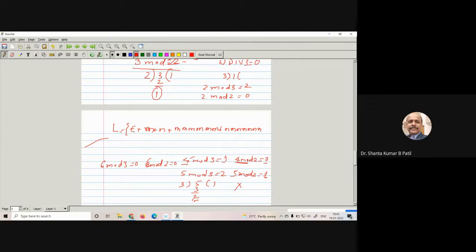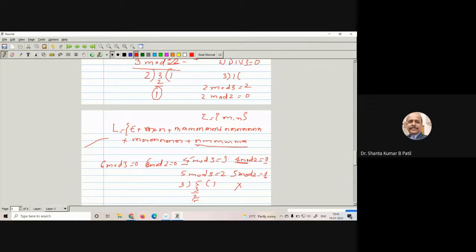How about 7? 7 M's, or you can write M, N, M, N, M, N, or you can write N, M, M, M, N, N, N, M, N. Okay, so any string which consists of 6 symbols over the sigma equal to M, N is accepted.